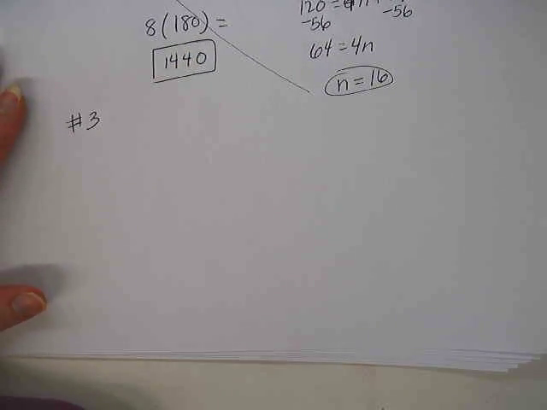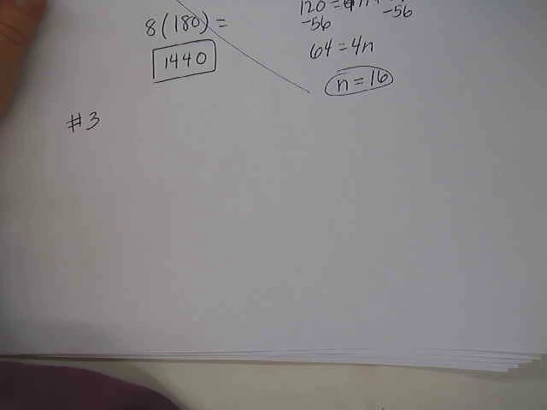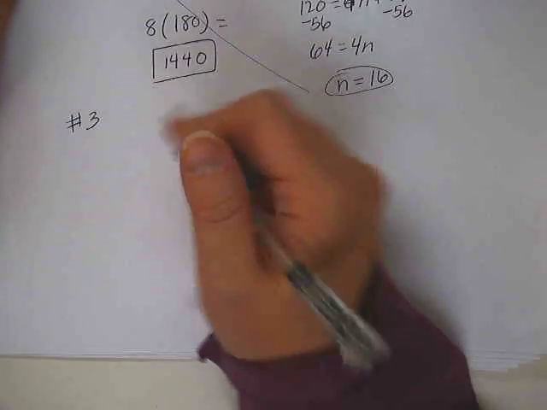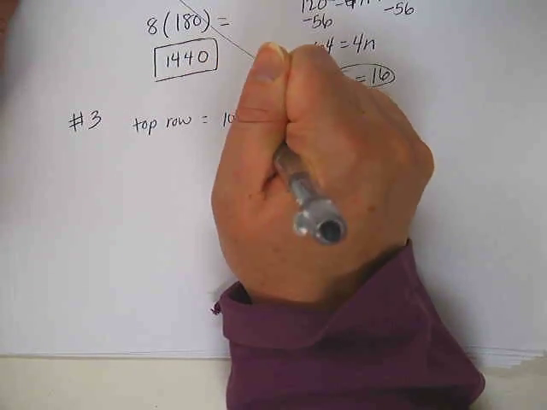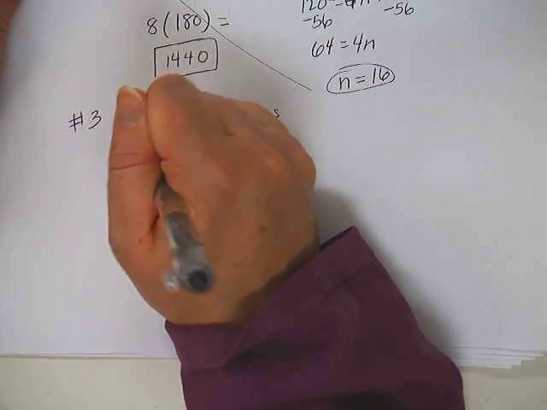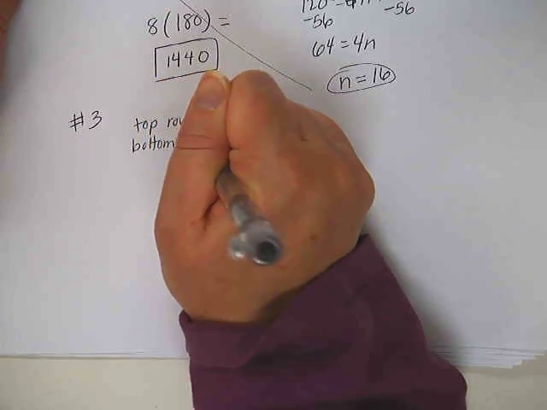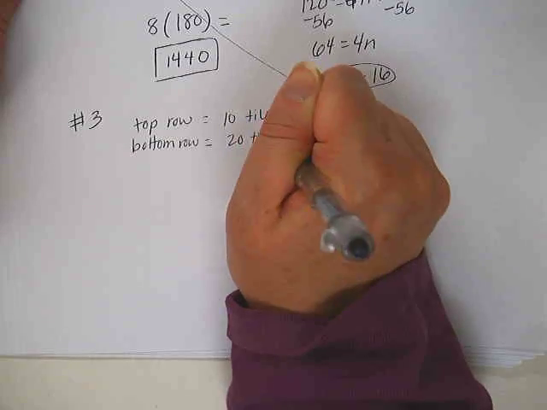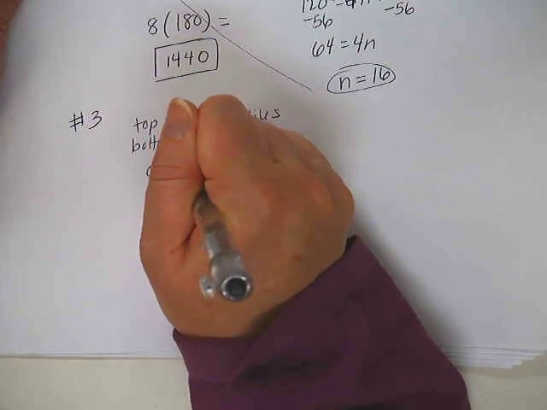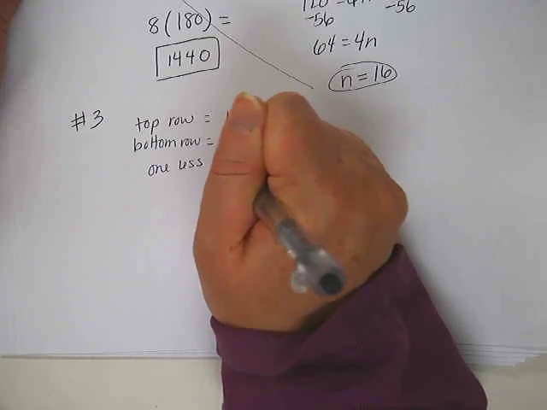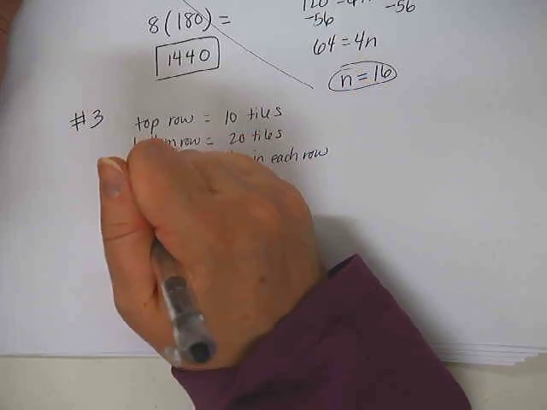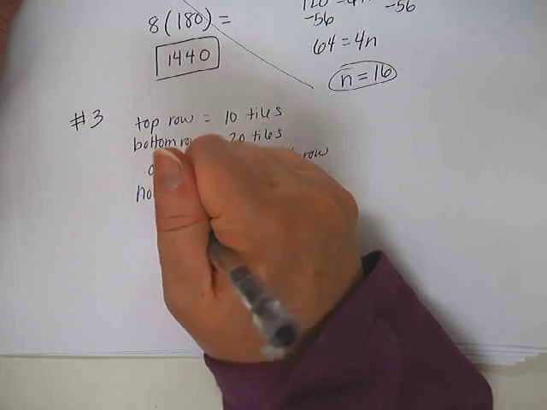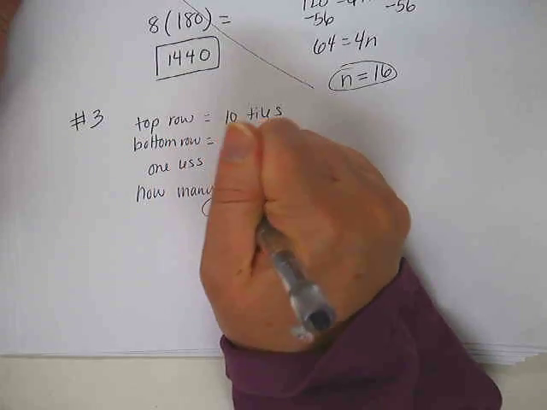Okay, story problem. Suppose there is some artwork being created, and this artwork is made of tiles. The top row of the artwork contains 10 tiles. The bottom row of the artwork contains 20 tiles. There is one less tile in each row. How many tiles total will be needed for this art piece?